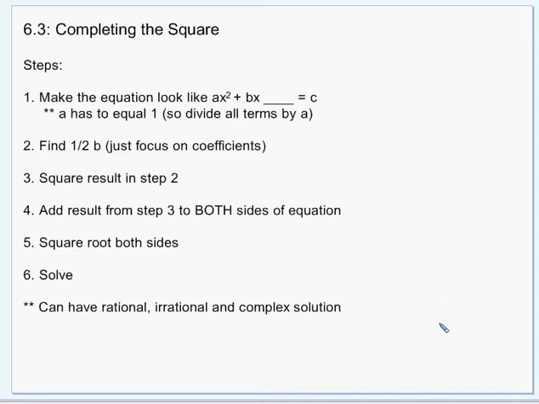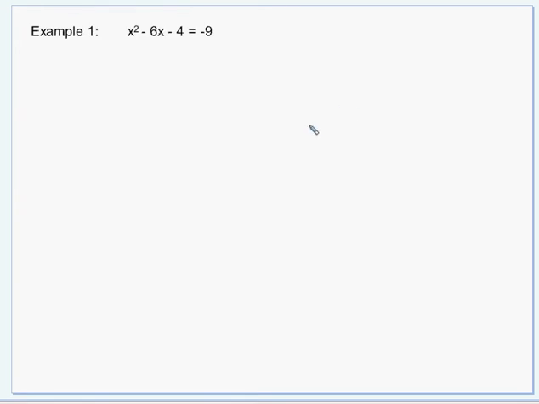Now, when completing the square, it works every single time because you can have rational, irrational, and complex solutions. So looking at our first example, we have x squared minus 6x minus 4 is going to equal negative 9. First and foremost, we need to add that 4 to both sides, because we have to make sure our constant is what it's equal to. So then we have our x squared minus 6x, leave that space, is going to equal a negative 5.